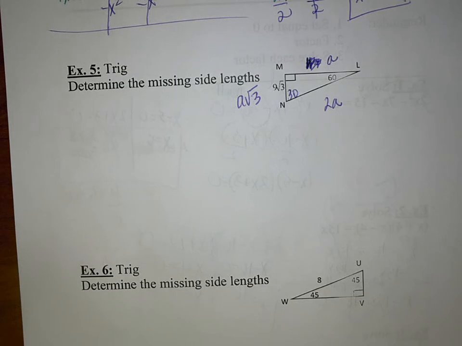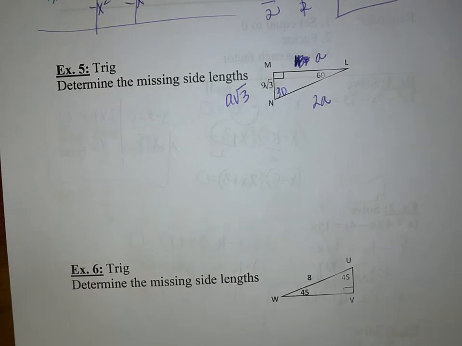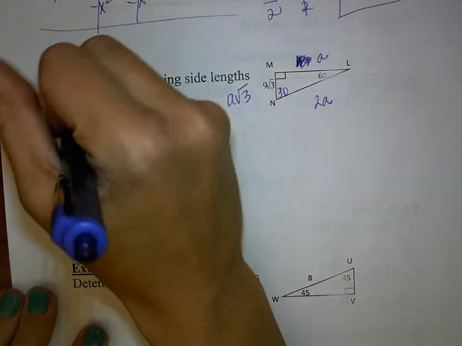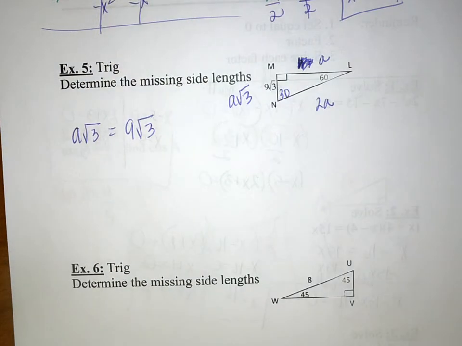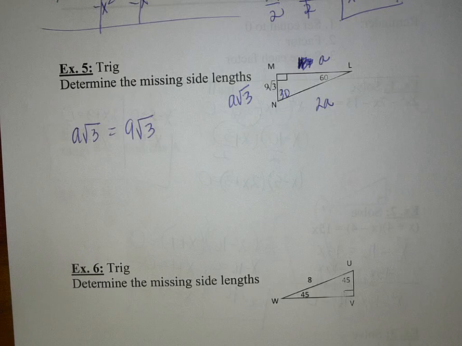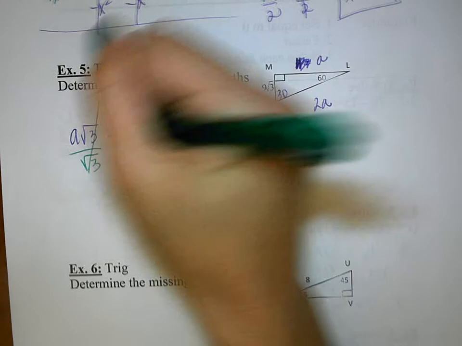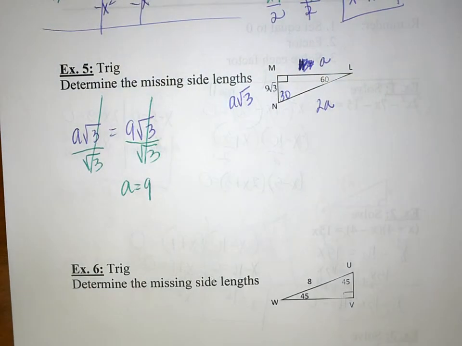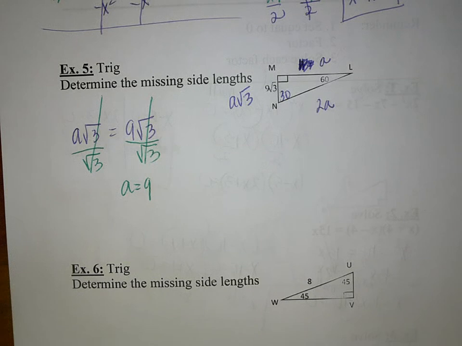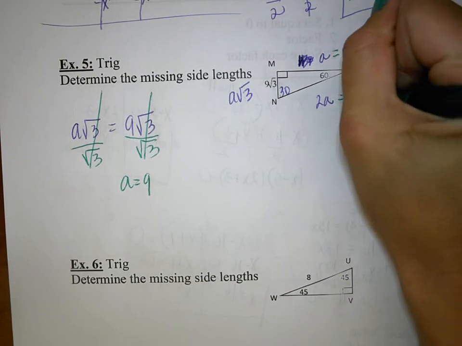Okay, so this is the only side I have, right? So what you do is, depending on what it is, you set that as an equation. So I would write A root 3 equals 9 root 3. And I want to solve for A. So how do I get A by itself? Very good. We would divide by root 3 to both sides. These cancel, so I end up with A equaling 9. So that means that my missing side lengths are what? Good. So I'd come over here and I'd write this as a 9 and this as an 18.